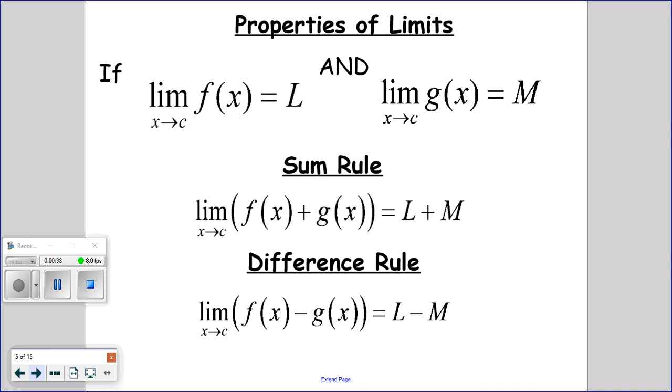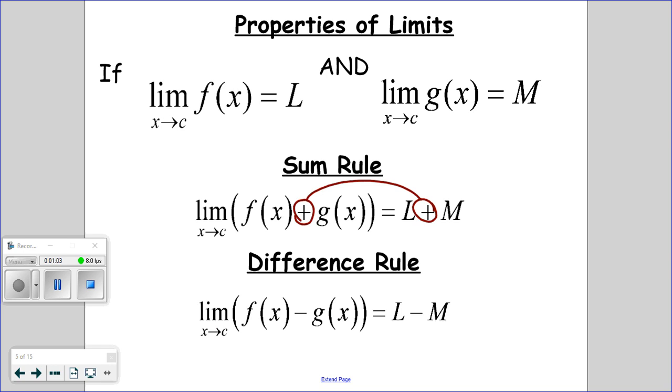If I were then to take the limit of those two functions being added together, what my limit properties say is that I actually can take the limit of each one individually and add their answers. Notice it's going to be the same thing. If I have a plus here, it's going to match what I do between those two answers. If I was adding the functions, I add the answers.